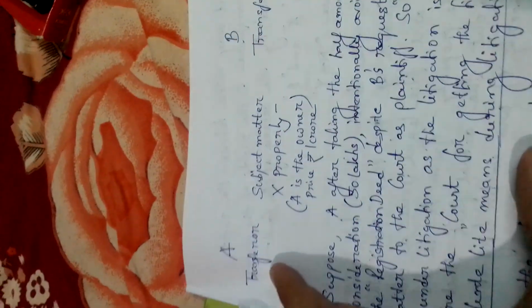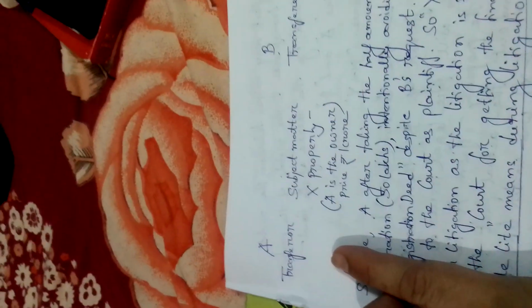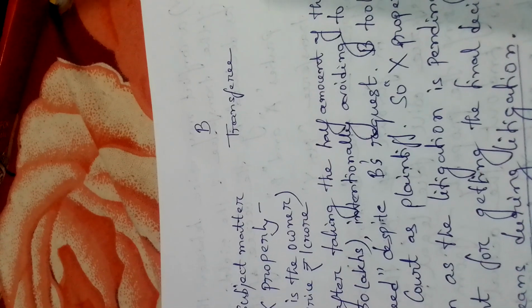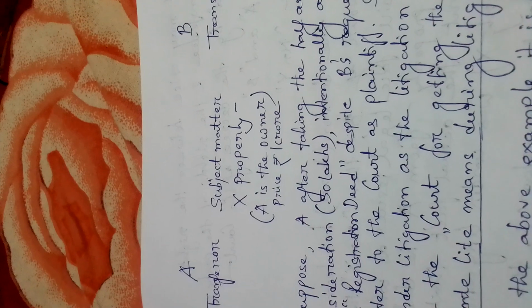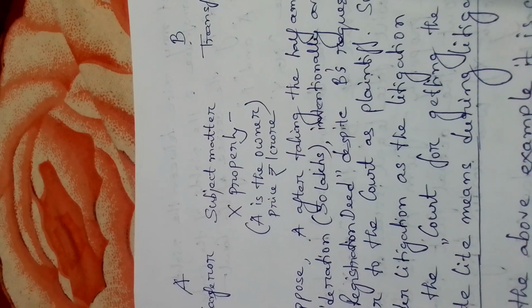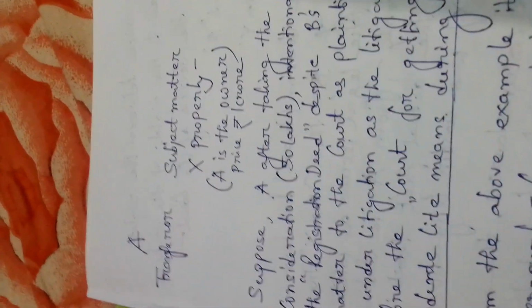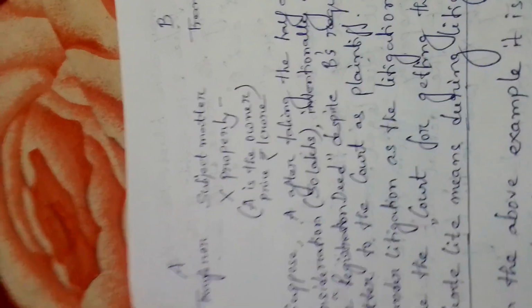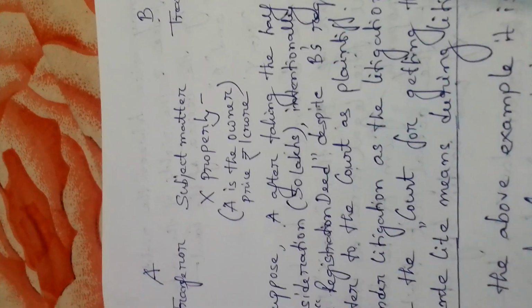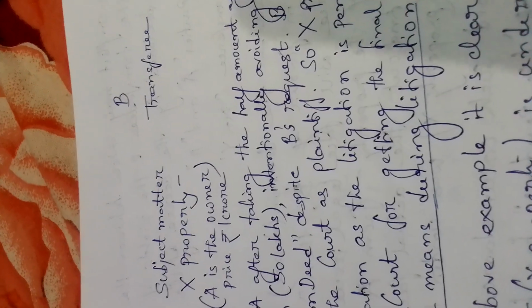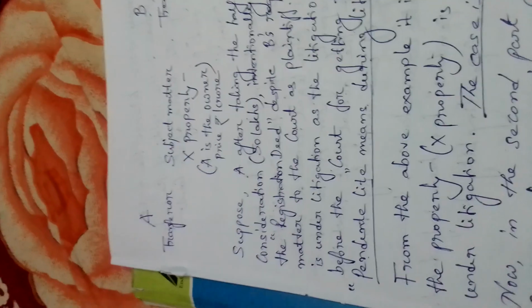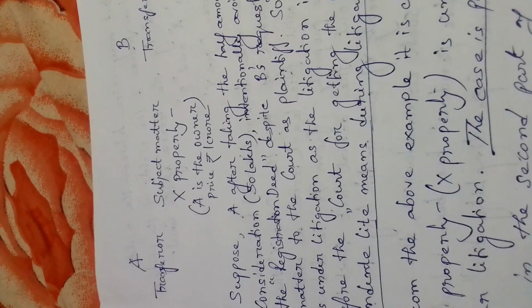So here you can see A and B. A is the transferor. There is one who is transferring the property and B is the transferee. Okay, and the subject matter here is X property. So A is the owner here. There is a transferor. A is the owner. And suppose the price of the X property is rupees 1 crore. So suppose A, after taking the half amount of the consideration, that is 50 lakhs.